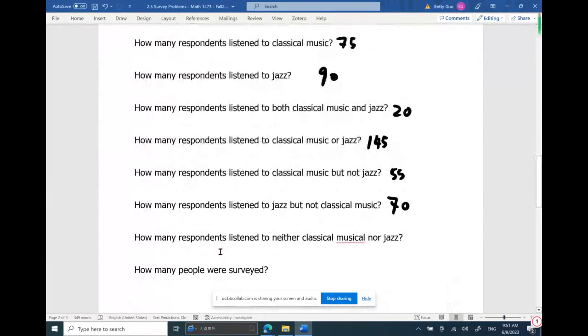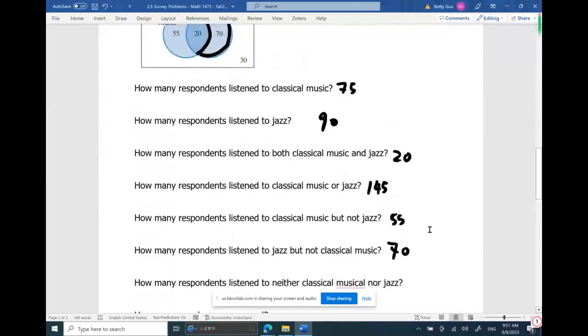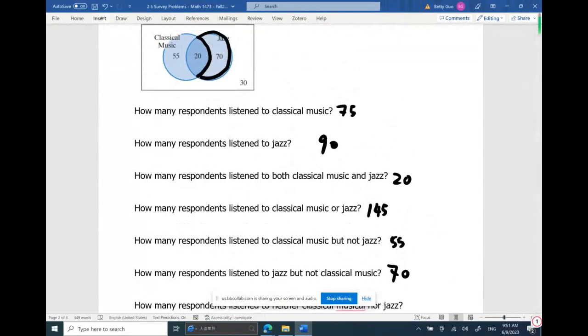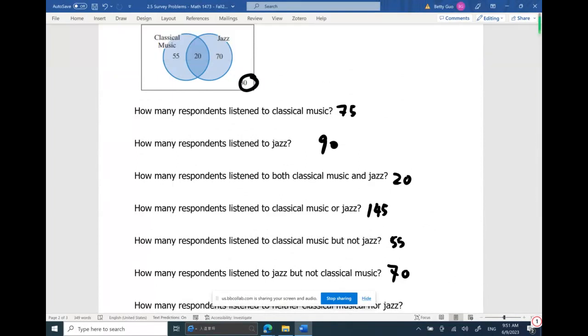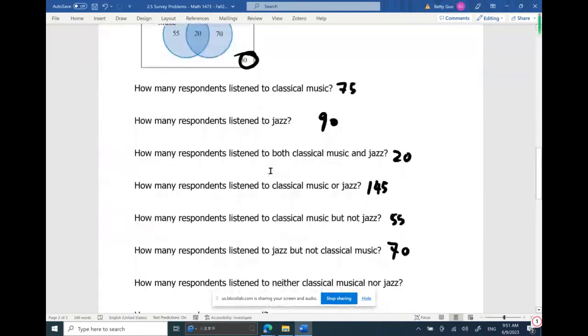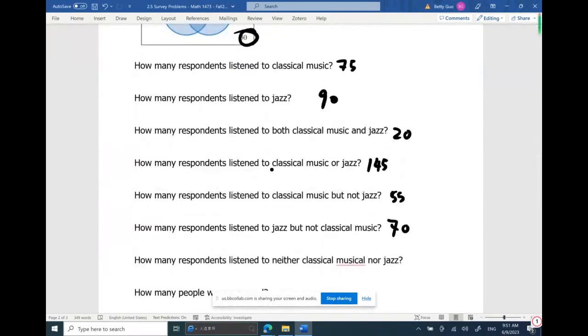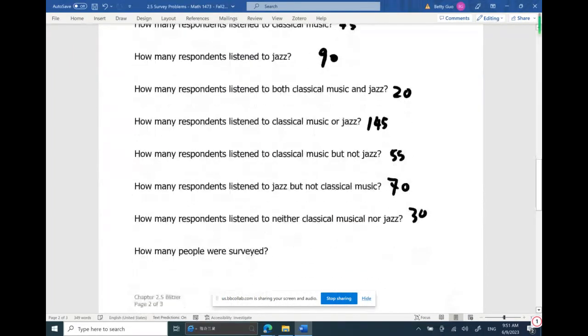Next part. How many respondents listen to neither? Neither. Okay. How do we find the neither? Those are 30 people, right? Those are 30 respondents. They fall outside A or B. 30 listen to neither.